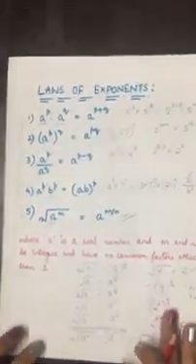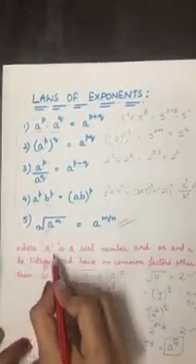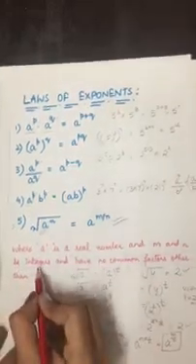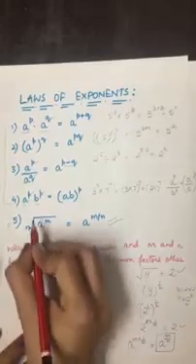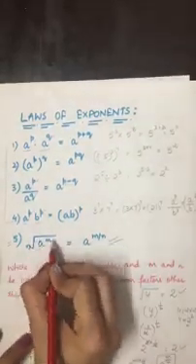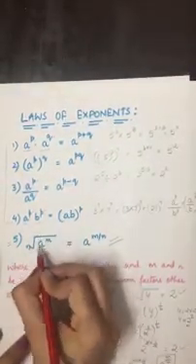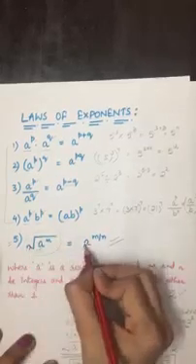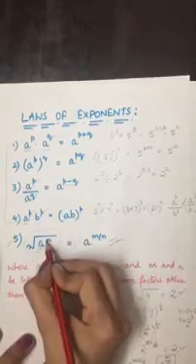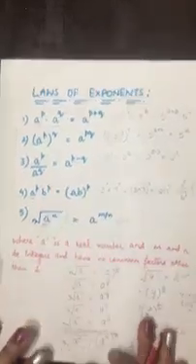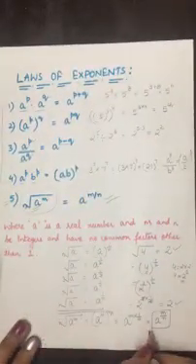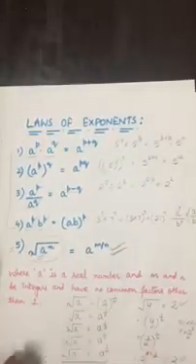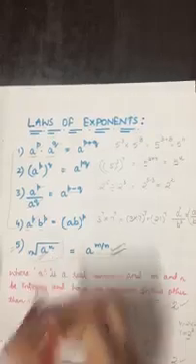This is the law. It means if you have a, that is a real number, and m and n are integers and they have no common factors other than 1, then how will you write this expression? A real number raised to the power m and its nth root, you will write it as a raised to the power m by n, and I have proved how it happens. So this you have to learn, because in most of the questions you have to use this law.